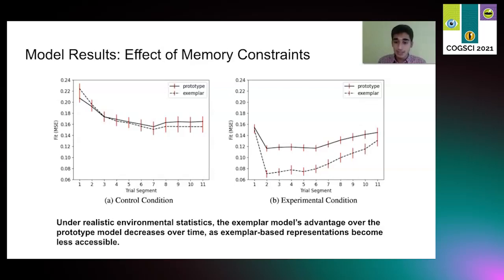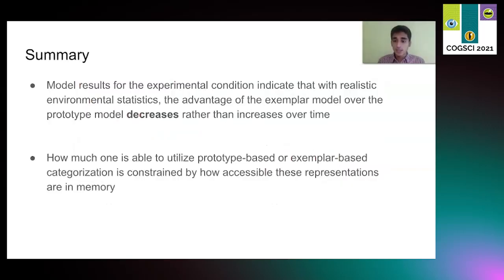In the experimental condition, opposite to the trend seen in the control condition, we see that under realistic environmental statistics, the exemplar model's advantage over the prototype model decreases over time, as exemplar-based representations become less accessible. So in summary, model results for the experimental condition indicate that with realistic environmental statistics, the advantage of the exemplar model over the prototype model decreases rather than increases over time.